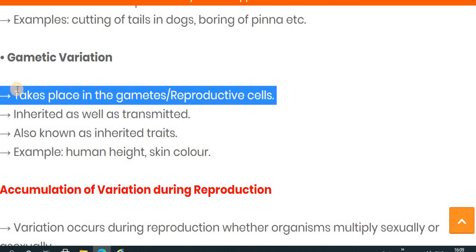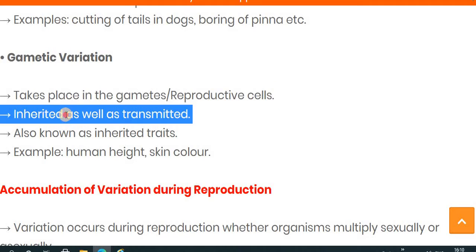Gametic variation means it takes place in the gametes. A gamete means a sex cell, or you can also say a reproductive cell. And as we know, the gamete is responsible for reproduction, and reproduction is connected to inheritance. Inheritance means the characteristics passed from parent to offspring, and whatever the character, that is called the inherited character. So gametic variation takes place in the gametes and is transmitted from one generation to another generation.